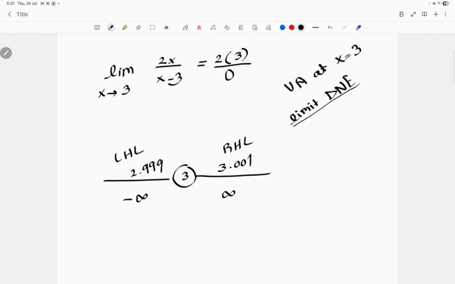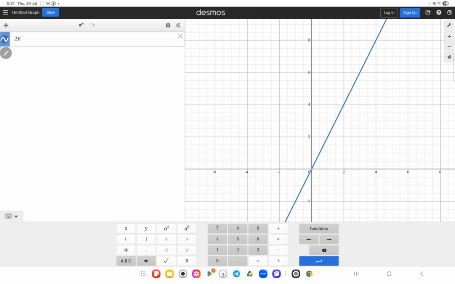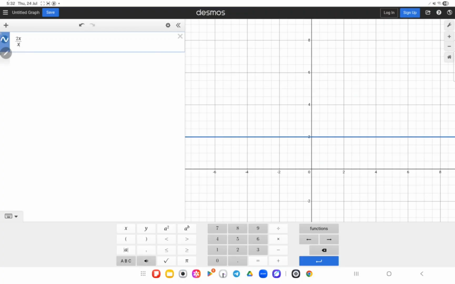Let me show what that looks like on the graph, by the way. I just need to practice. Everyone needs to practice.